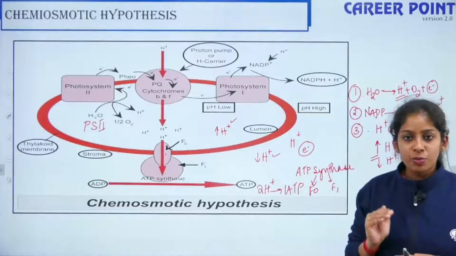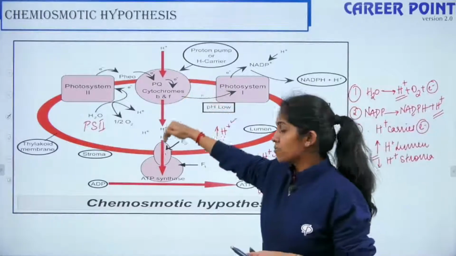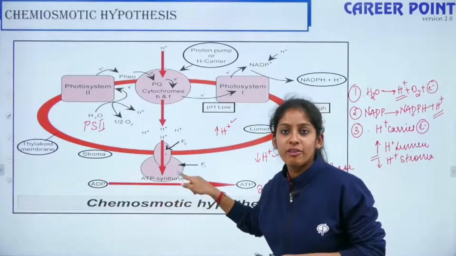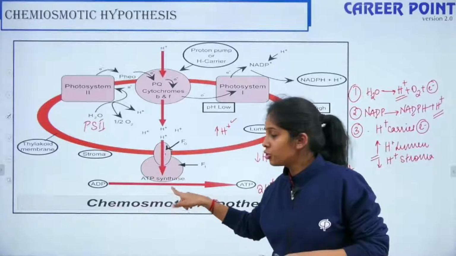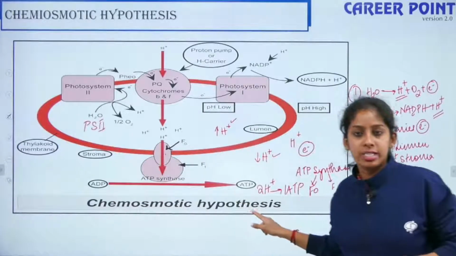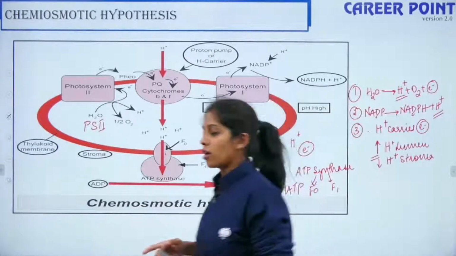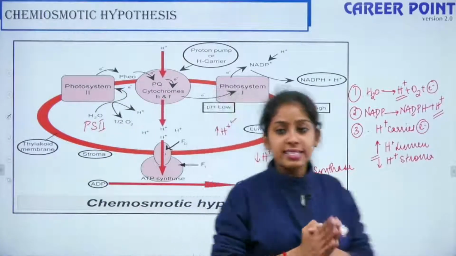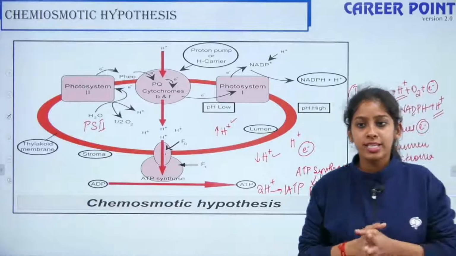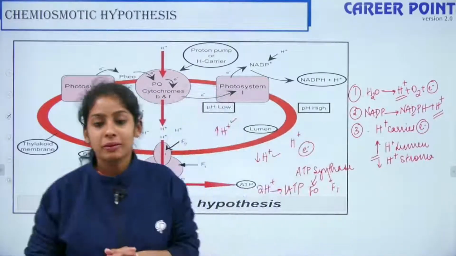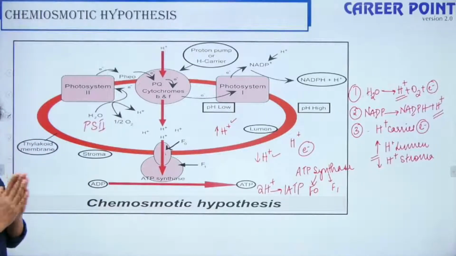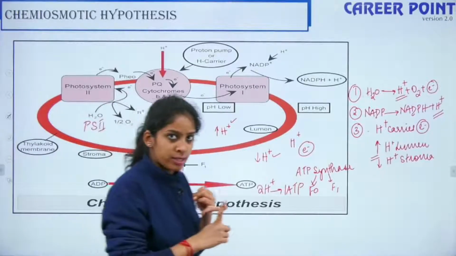So the gradient has to be broken. So the H+ ions pass through F0. When they pass through the F0, the conformational change of F1 happens. So the conformational change converts ADP to ATP. This is your chemiosmotic hypothesis. Is it easy? Yes? Did you guys understand what the chemiosmotic hypothesis is? Any doubt? Clear?